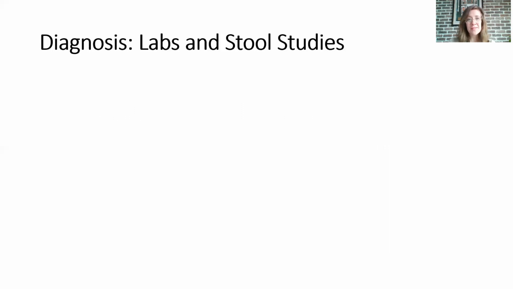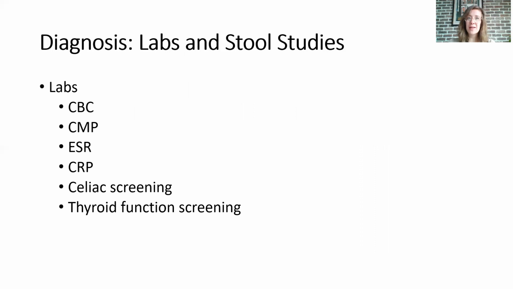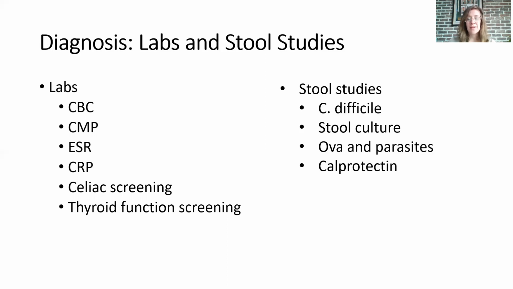Next, we want to get some labs and stool studies. And the classic labs you want to go to include CBC to look at blood counts, CMP, especially focusing on an albumin level, which can be a negative acute phase reactant, inflammatory markers with a SED rate and CRP, celiac screening. For most kids, that's going to be a total IgA and a TTG IgA, and then thyroid function screening, especially if they have any growth or pubertal delay. From a stool testing standpoint, you want to get a C. difficile test, stool culture, ova and parasites, and a stool calprotectin to look for inflammation.